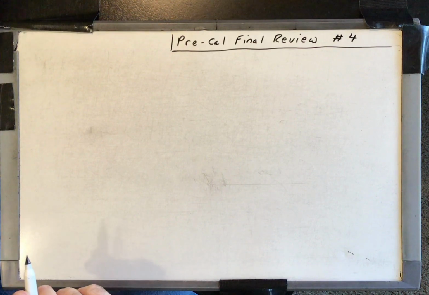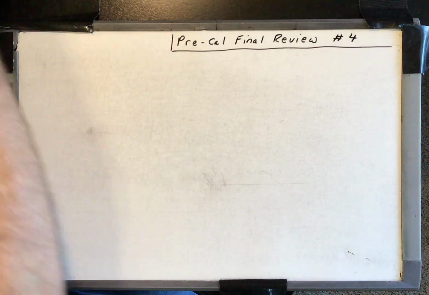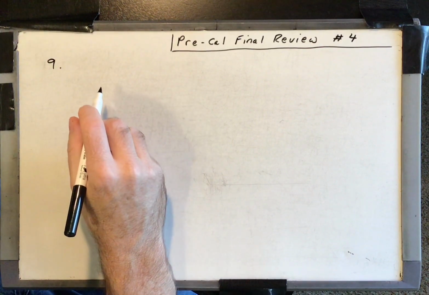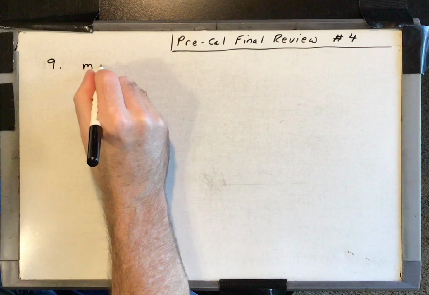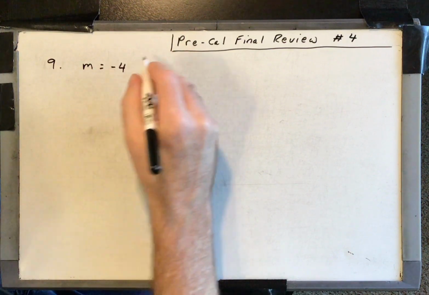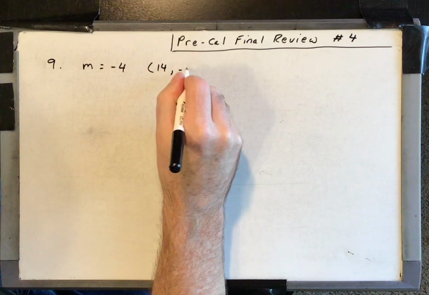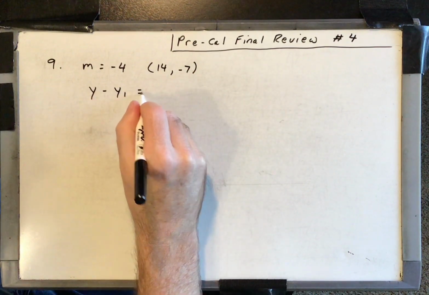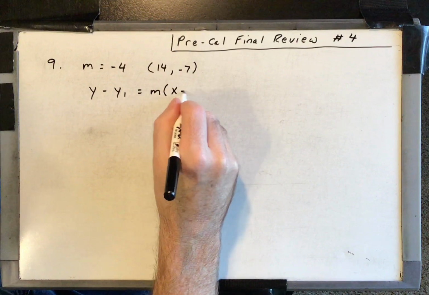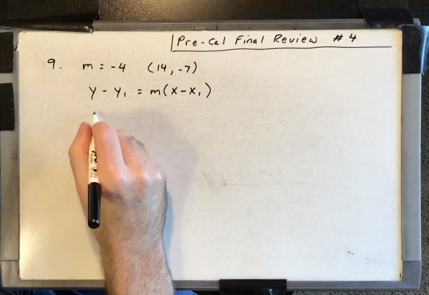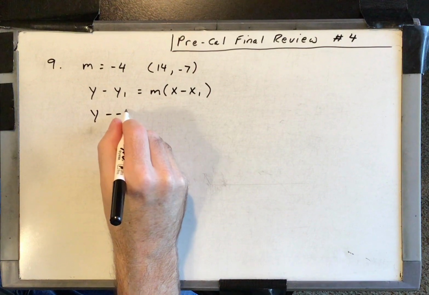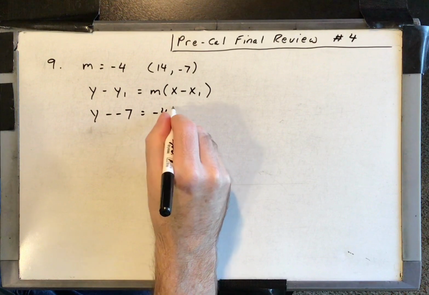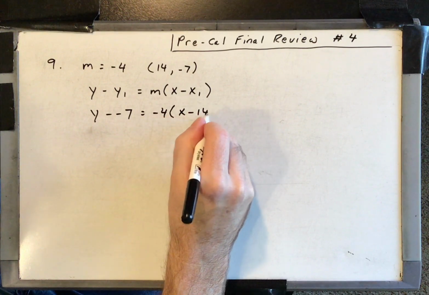Okay, turn the page and let's work number 9. Number 9 says write the equation in point slope form if you have slope equals -4 and the point is 14, -7. So this is just straight into the formula. Y minus y1 is equal to the slope times x minus x1. So that's going to be y minus -7. See if I can put it in right this time, is equal to -4 times x minus 14.